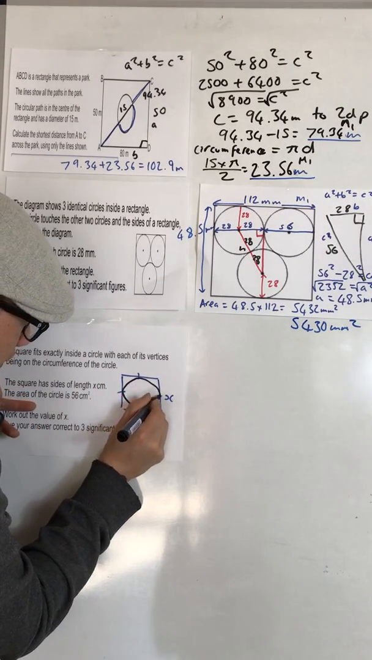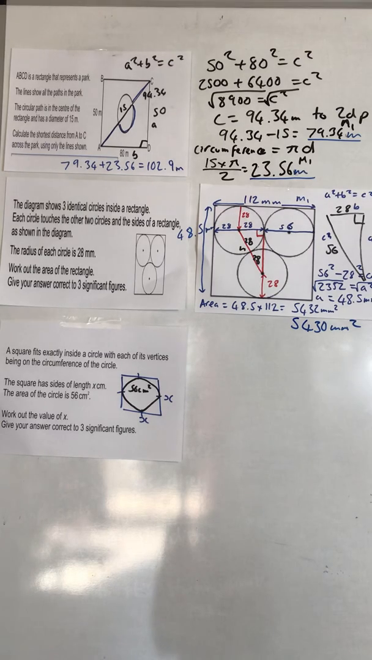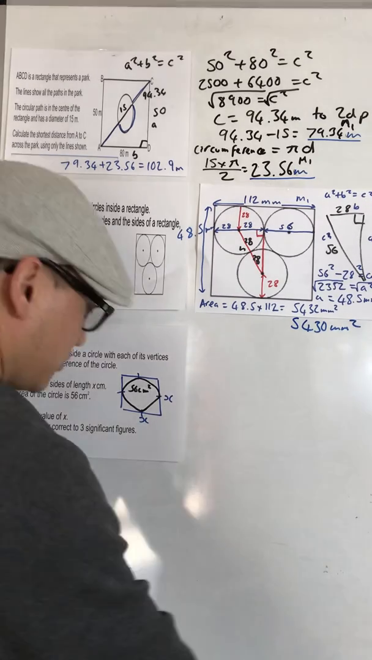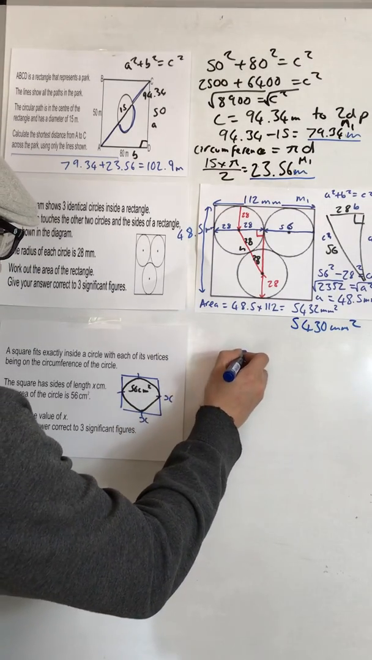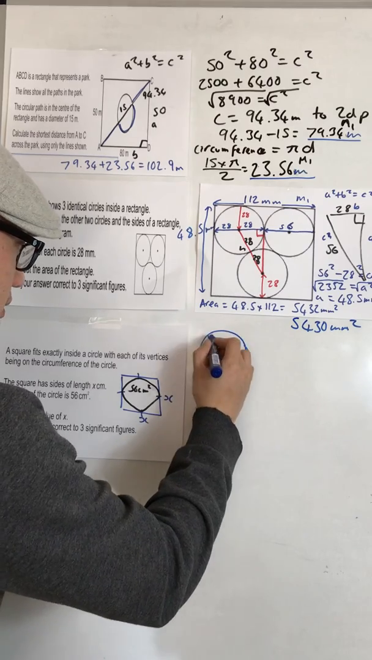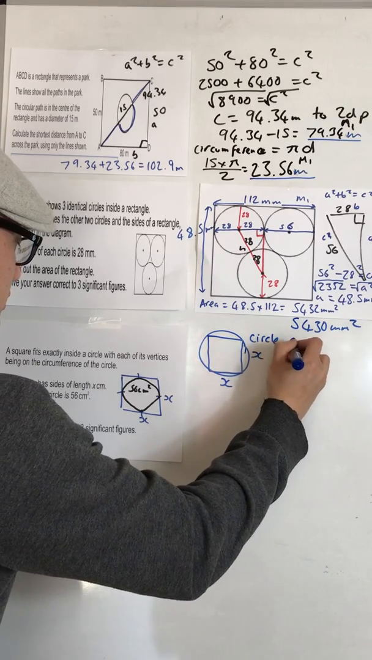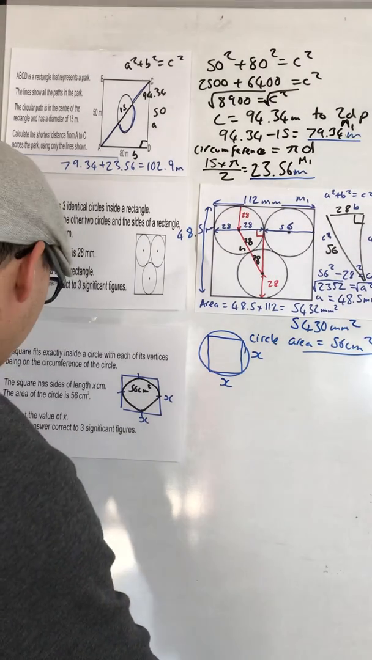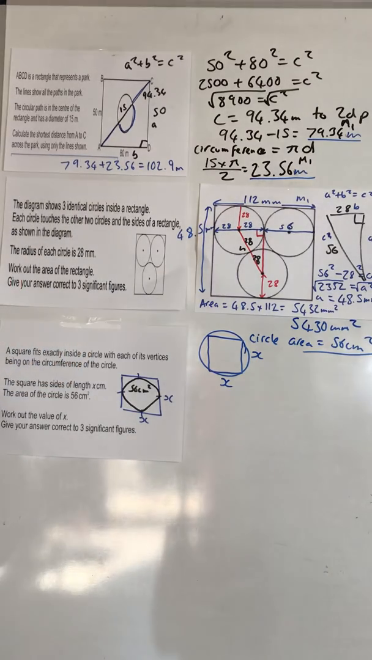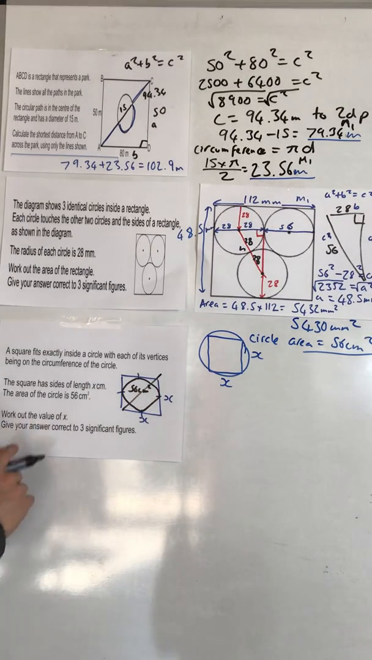Now, we've got this circle here, it's got an area of 56 centimetres squared, that's its area. Oh, and it's the other way around, the square fits exactly inside the circle, so read the question properly. So here's a circle. That's the square. Circle area equals 56 centimetres squared. This is a key bit of information, guys. Work out, so ignore that because I read the question incorrectly. Work out the value of x.